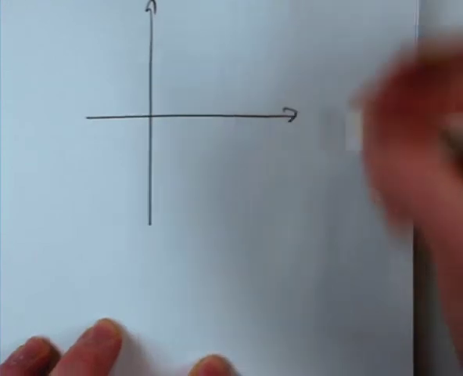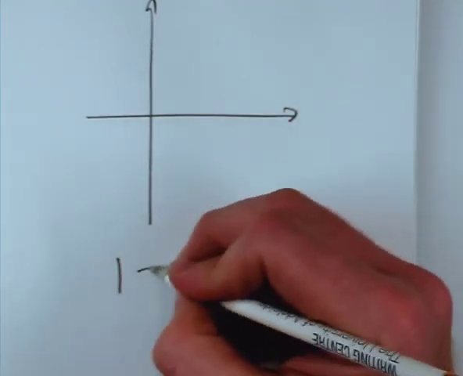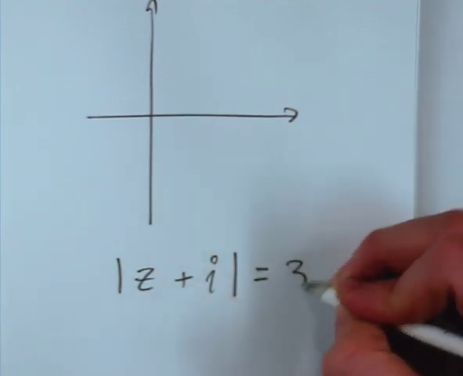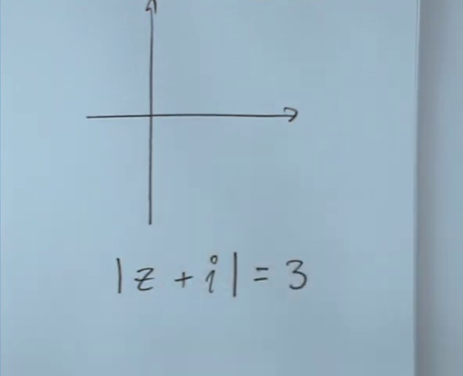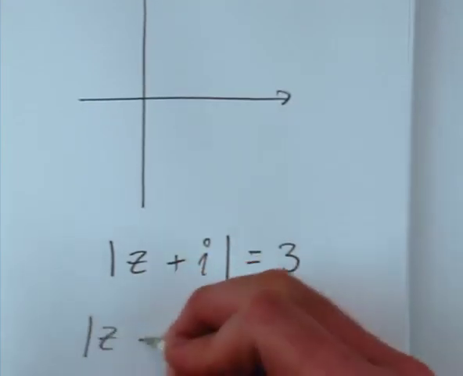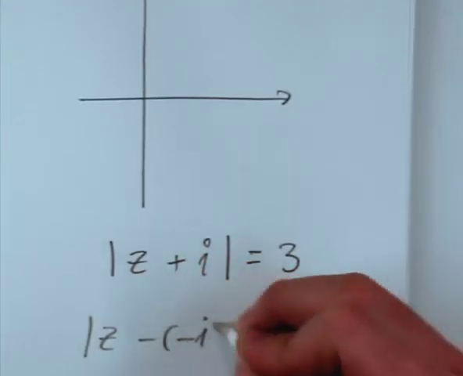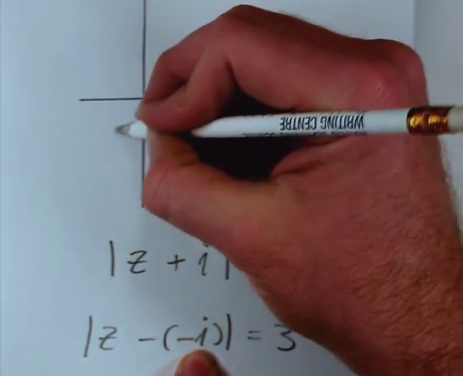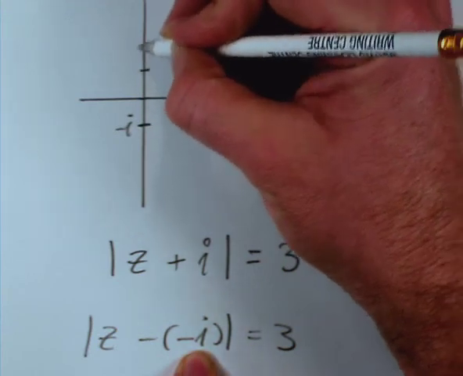One more. If I were to know what this formula is, right, z plus i equals 3, I have to rewrite that with a minus because I need it to be z minus something to know about the distance. So z minus (minus i) is 3. So now because there's a minus there, it's the distance between this number z and this number minus i. So here is minus i, and the radius is 3.